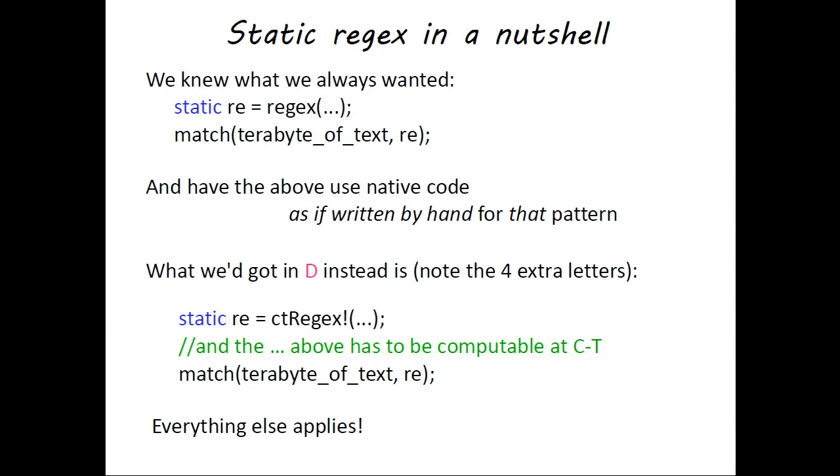What we always wanted is to just flip a switch and say, okay, these patterns are fixed. We know ahead of time what the patterns are. Let them run faster. Let them compile to native code. And what we have in D is basically pretty much that. The only change is four characters. Sorry about that. And the rest all applies. So we get native speed. And that's it. I think the promise about written by hand is a little bit presumptuous, but it's as good as if written by hand, let's say.